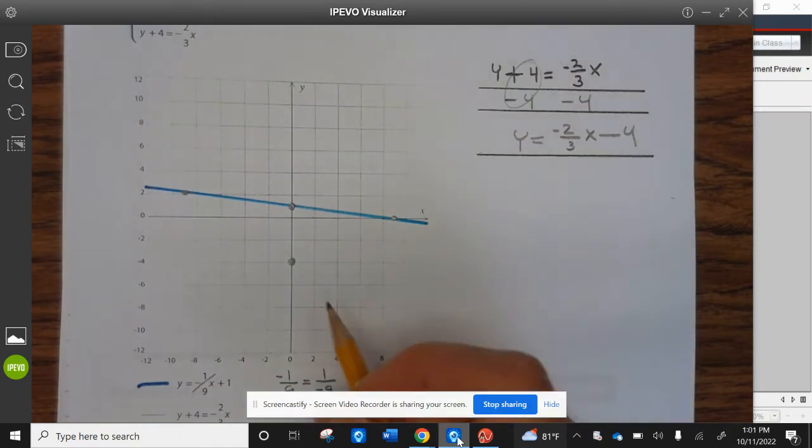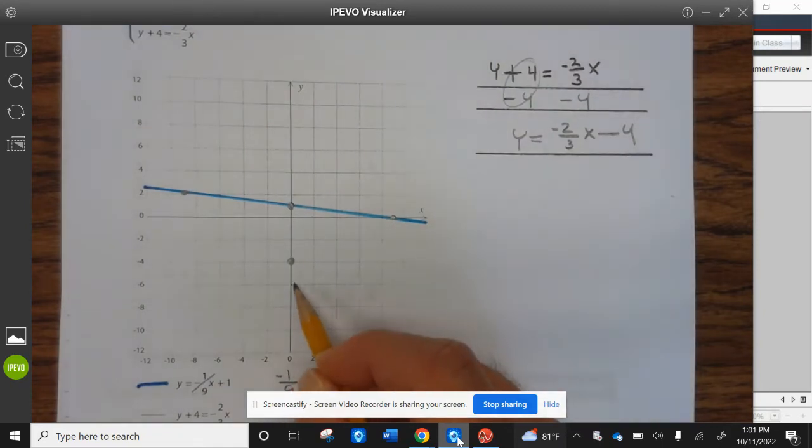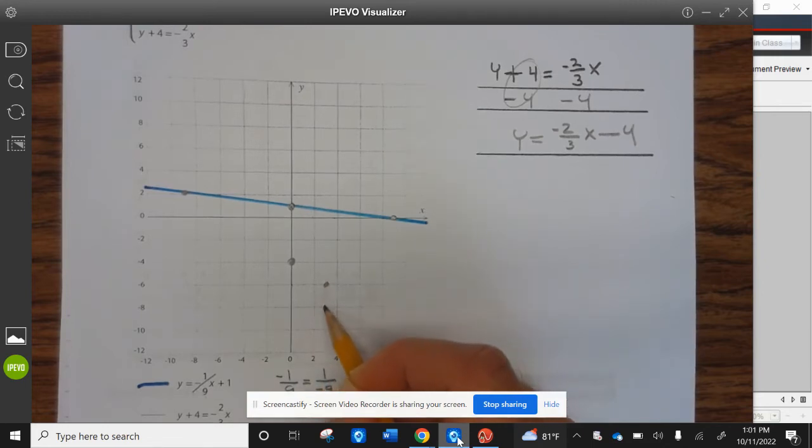And then we go down 2 to the right 1, 2, 3. Down 2 to the right 1, 2, 3. Down 2 to the right 1, 2, 3.